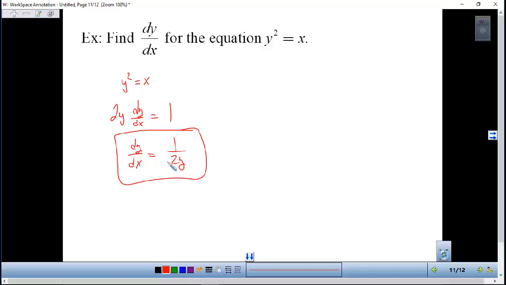And that means that my slope is only dependent on my y value. There's no x here, so I can go left and right, and my slope's not going to change. It's when I go up and down that my slope is going to change, because my slope is dependent only on the y value.